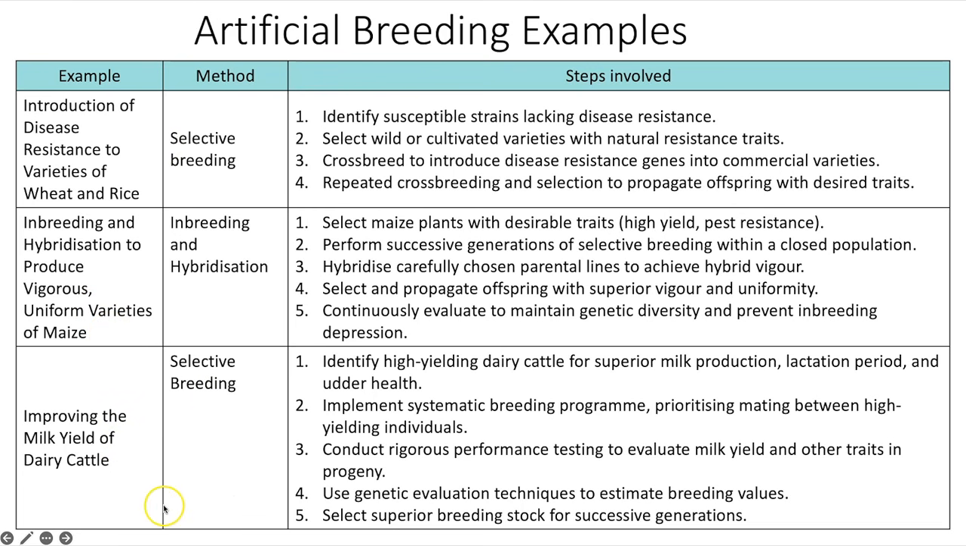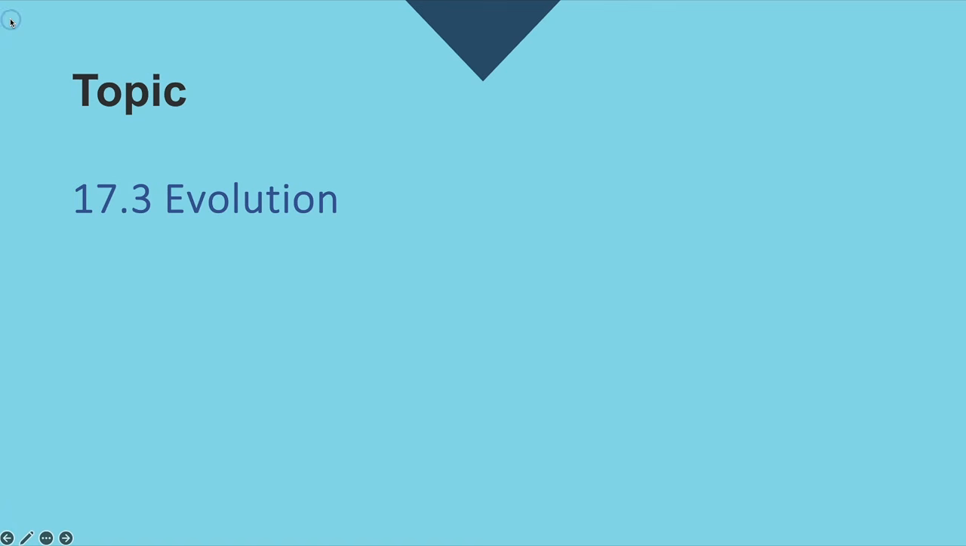And the top two are artificial selective breeding that we were pretty much just thinking about in terms of the pug example. But then this one is slightly different because we've got inbreeding and hybridization. So for these three examples, just pause, have a read through what the steps are involved. You can always take a screenshot and print this to have in your notes.